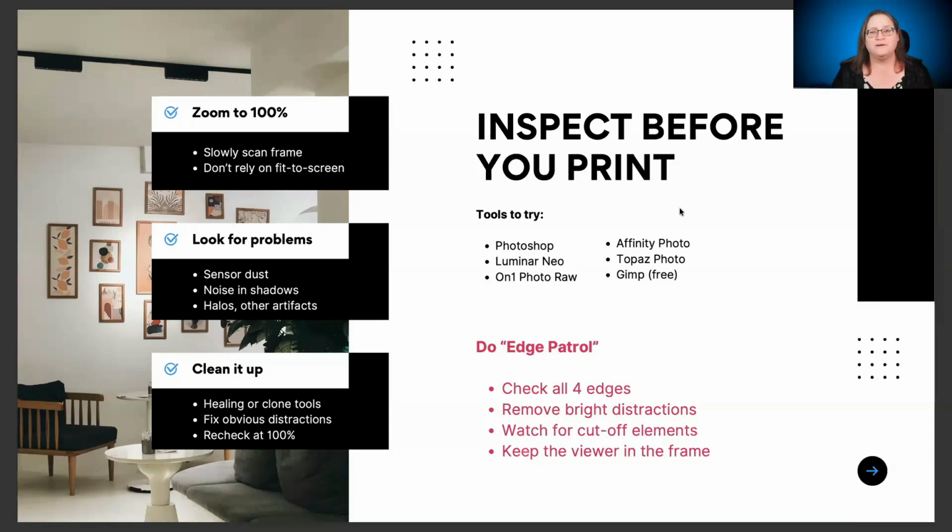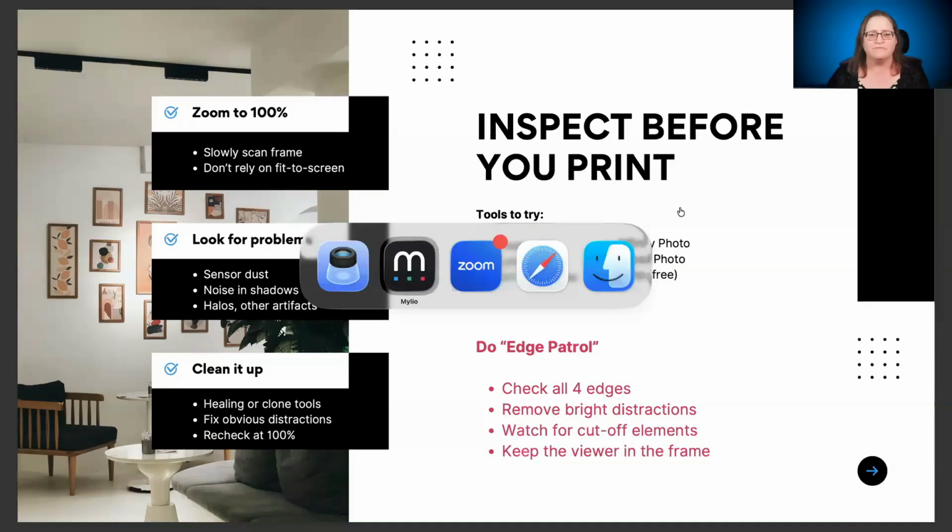First thing is zoom into your picture at 100% and slowly scan the frame. Don't rely on the fit to screen on your screen. And even if you're looking at a big monitor, still zoom into 100%. That's where you're going to see things like dust spots. You're going to see little distractions and things that you're probably not going to notice unless you're looking at it at 100%. So let's go ahead and jump over to Mylio.